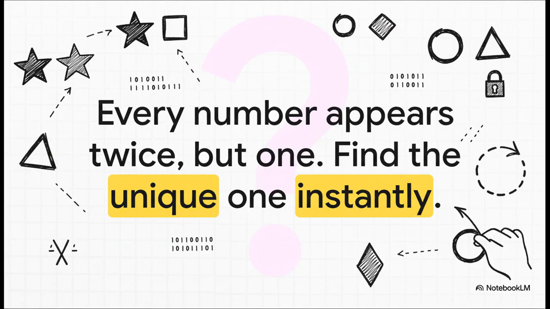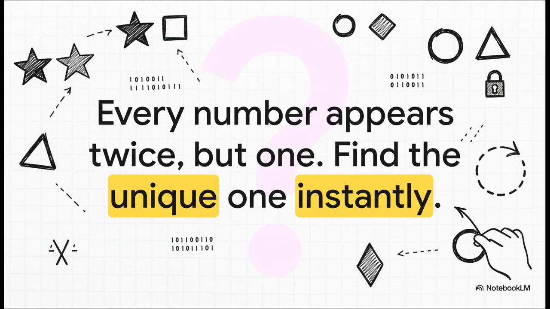Okay, let's just dive right in with a classic coding interview question. You're given a list of numbers. Every single number has a twin, except for one lone wolf. Your job? Find that unique number. Now, you could use a hash map to count them up, or maybe you could sort the array. But those take up extra memory or time. The real challenge here is to do it in one single pass using basically no extra memory.